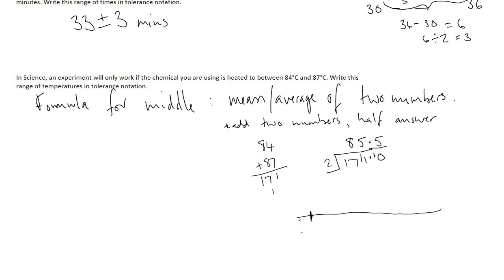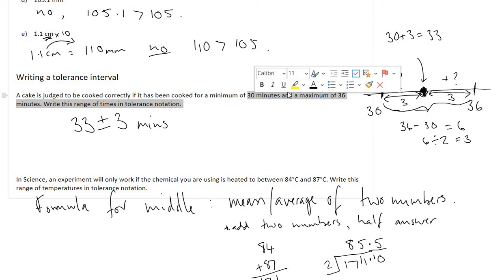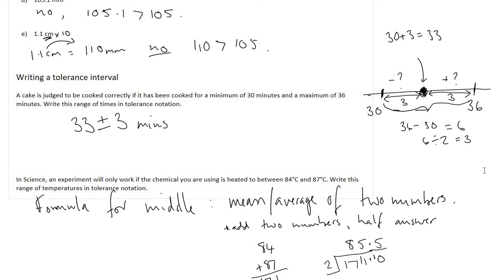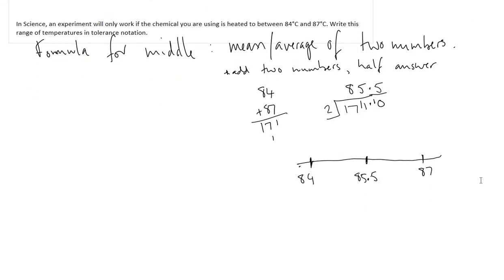So I've got 84, got 87, and that's my middle, 85.5. Okay, if you don't believe me, let's do this one. So for this one we had 30 minutes and 36 minutes. If you add them together, this one's easier to do in your head, you get 66, half it, 33, which is exactly what we got for the middle. Okay, so that's the formula approach, is to find the average.